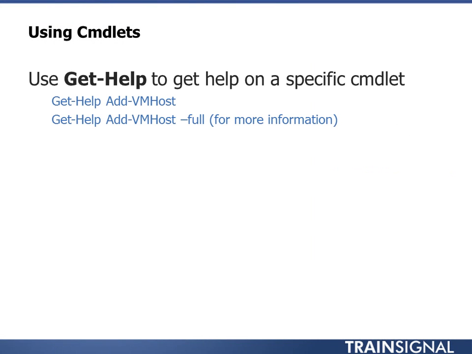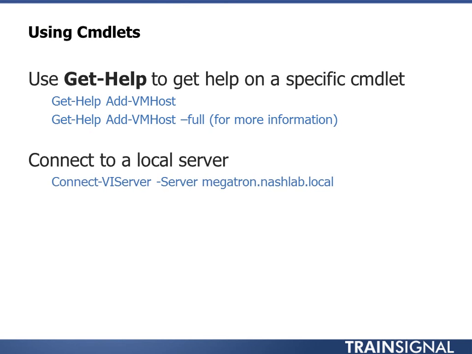And then using cmdlets. So I just walked you through get help. So get help and the cmdlet like add VM host, -full for more info, or -detailed or -examples. You've seen me connect to a local server, so we connect -vi server and the name of the server. You can connect to a vSphere host. You can connect to a vCenter server, whichever you want to manage.